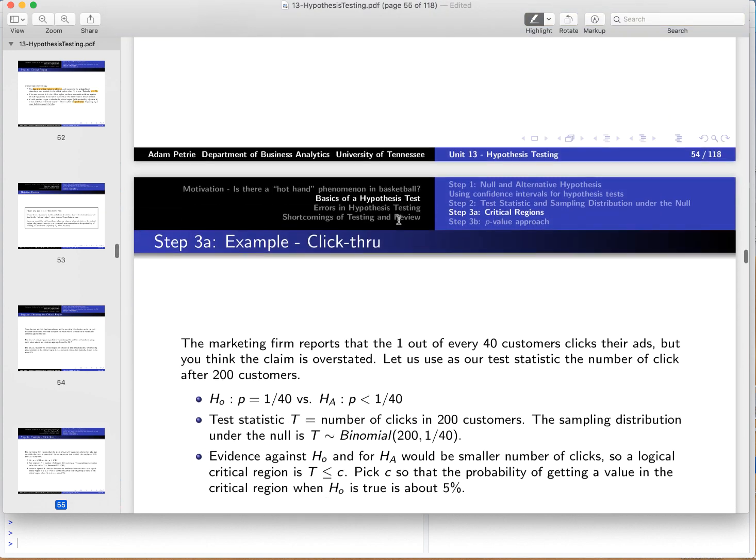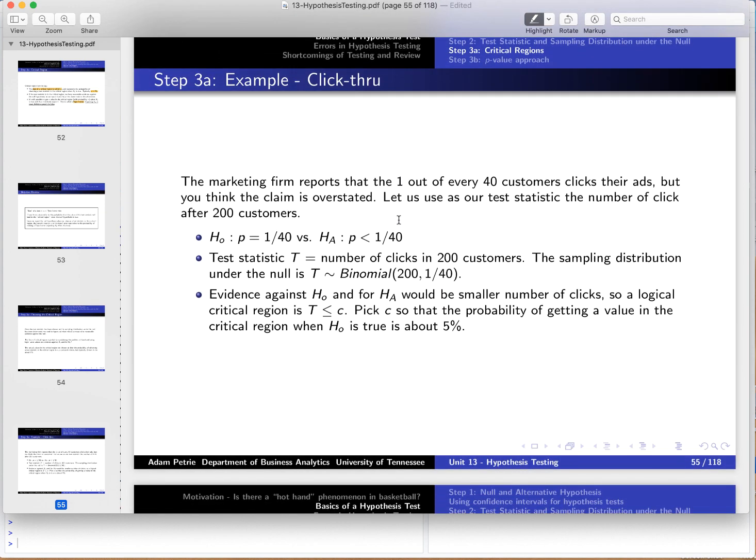All right, so as an example, let's think about what the critical region might be for our click-through rate example. The marketing firm is saying that 1 out of every 40 customers clicks on their ads, but we doubt that. We think that the true click-through rate might be a little bit less than that, so we set up the null and the alternative hypothesis accordingly.